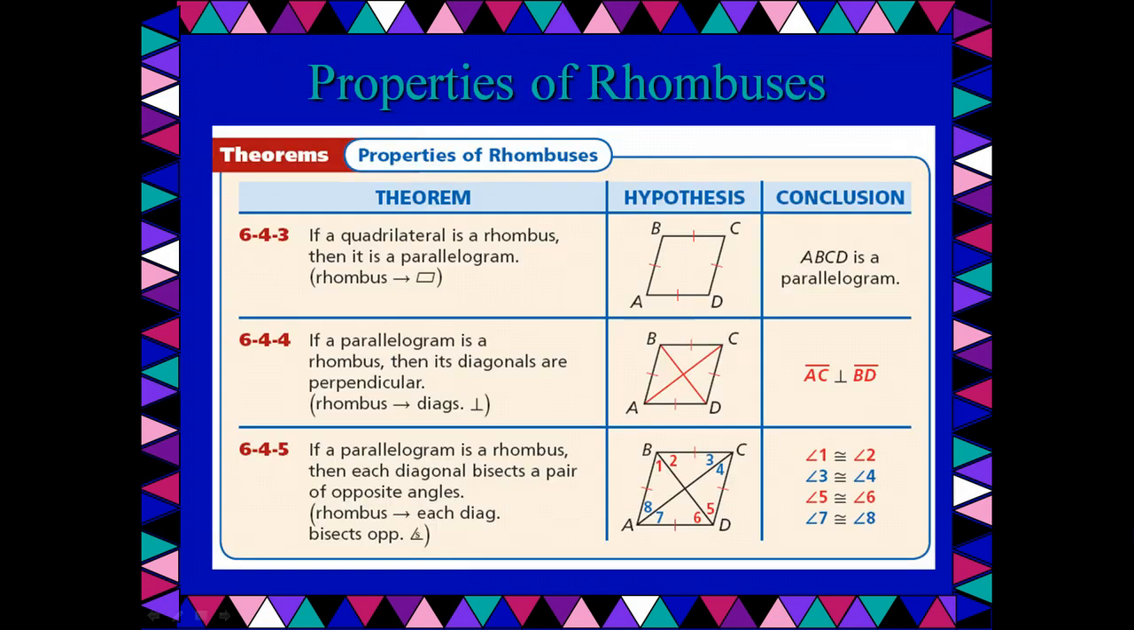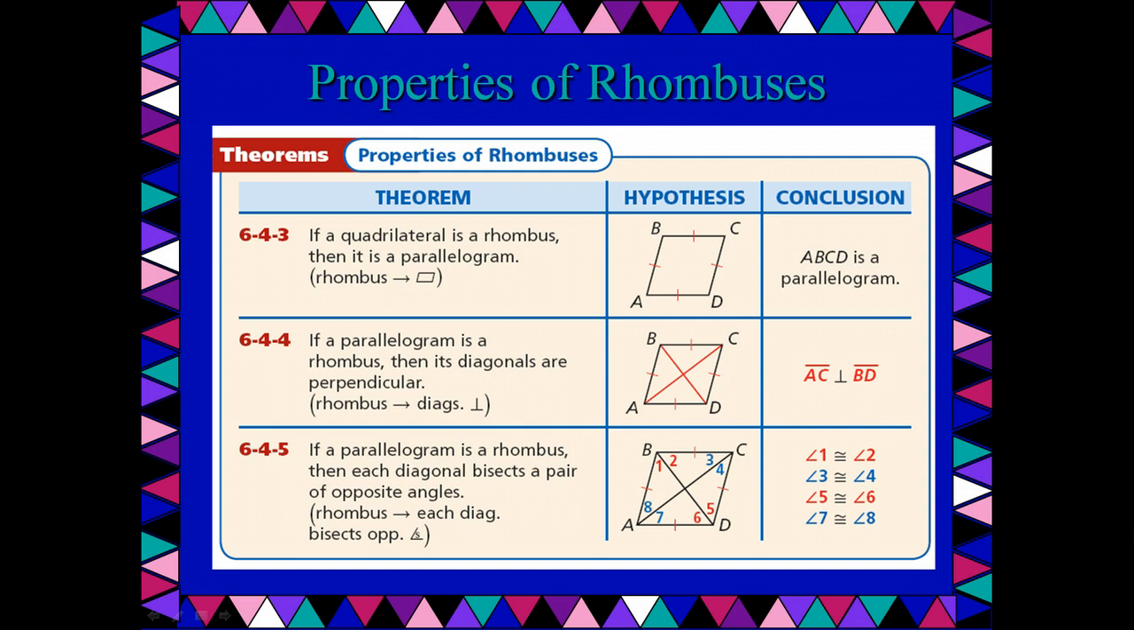We have properties of rhombuses. 643, 644, and 645 are all about rhombuses. If a quadrilateral is a rhombus, then it's a parallelogram. And if a parallelogram is a rhombus, its diagonals are perpendicular. So that means that AC is perpendicular to BD. And if a parallelogram is a rhombus, then each diagonal bisects a pair of opposite angles, so that angle 1 is congruent to angle 2, angle 3 is congruent to angle 4, angle 5 and 6 are congruent, and angle 7 and 8 are congruent.